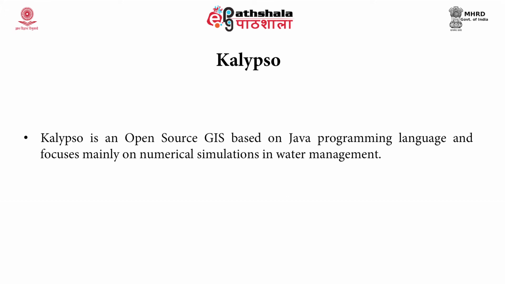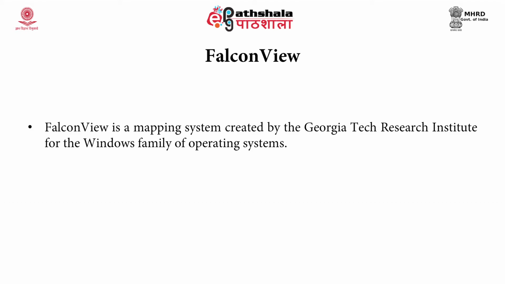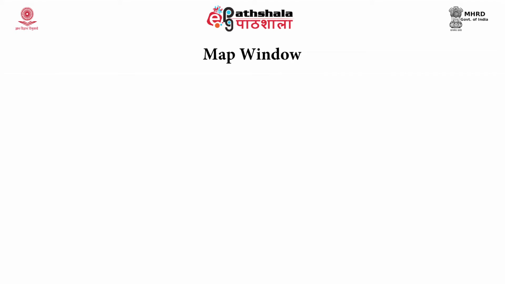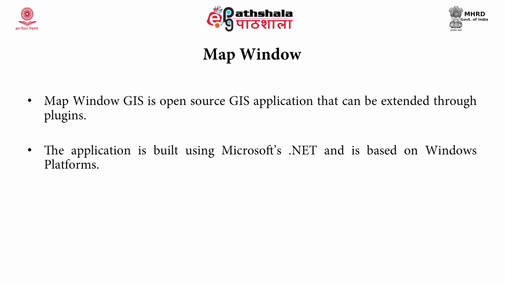Another open source GIS based software is Kalypso, that is based on Java programming language and focuses mainly on numerical simulations in water management. One more software is FalconView, which is a mapping system created by the Georgia Technical Research Institute for the Windows family of operating systems. It's a free open source version of the software. MapInfo GIS is another open source based application that can be extended through plugins. Its application is built using Microsoft's .NET and is based on Windows platform.